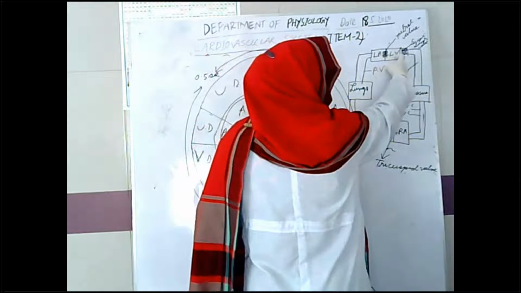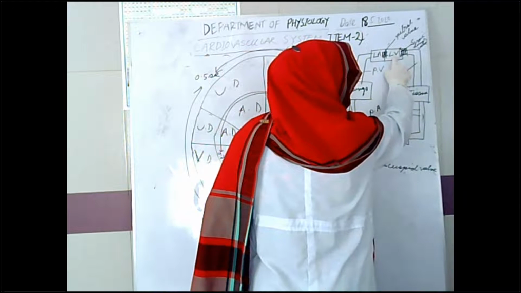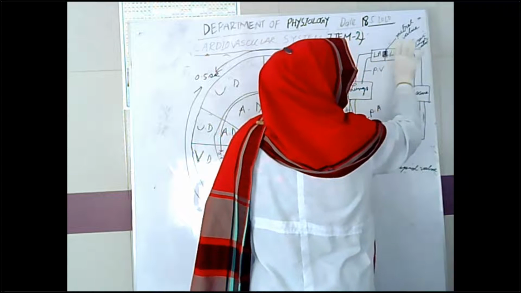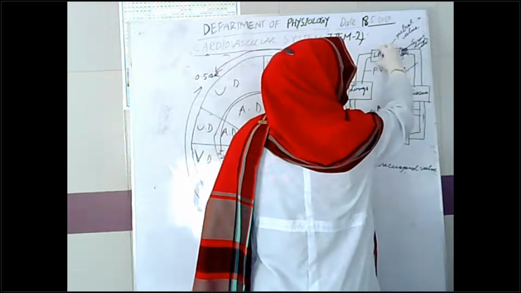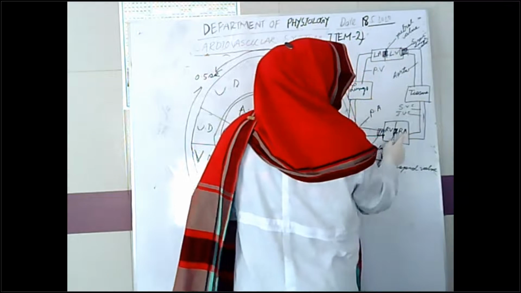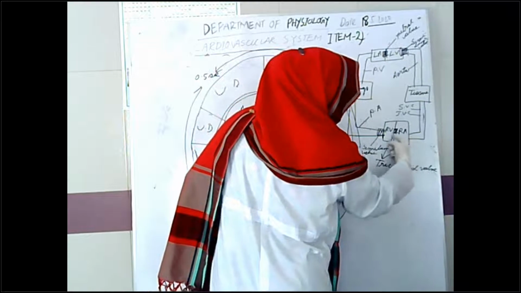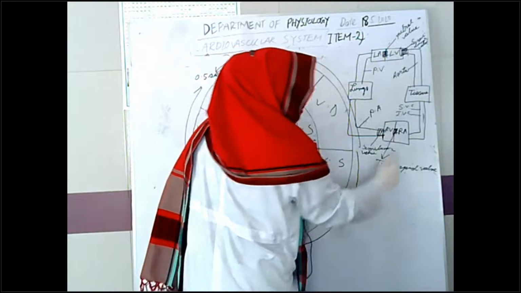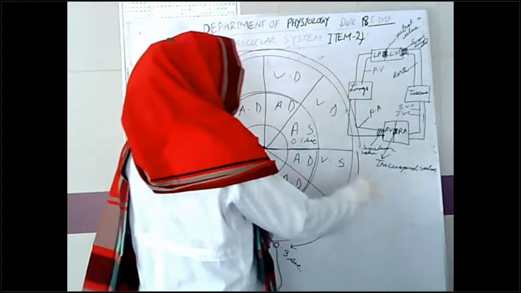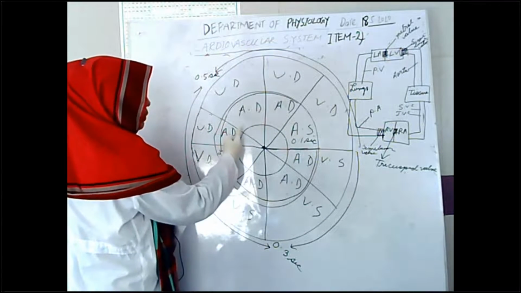80% ventricular filling: from the left atrium, blood goes towards the left ventricle passively without any work, because of the rush of blood from the left atrium towards the left ventricle and from the right atrium towards the right ventricle. 80% ventricular filling occurs during atrial diastole. Now, atrial systole is finished and atrial diastole we already finished.